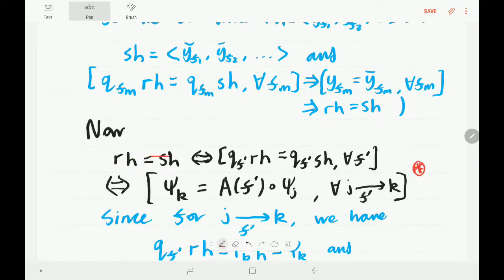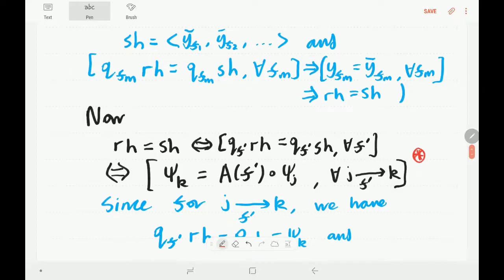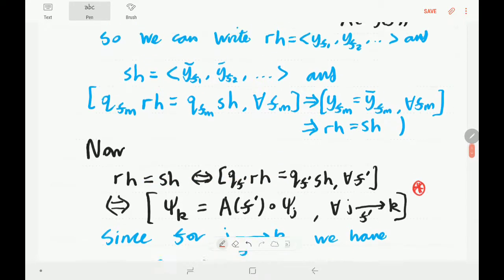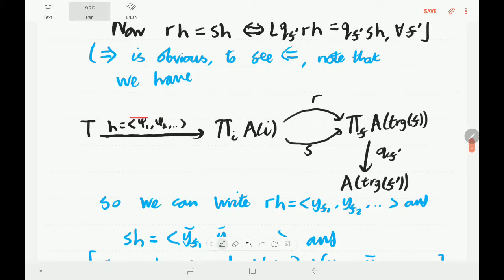So we have RH equals SH if and only if Q of f' RH is Q of f' SH for every f'. Now this took me a while to get, but obviously this implies this, so why does this imply this? Well, the reason is sort of component-wise reasoning, because whenever we have RH, that's a T element of this product here over arrows, and therefore it can be written as a kind of ordered list: a T element of targ f1 followed by a T element of targ f2, and so on.